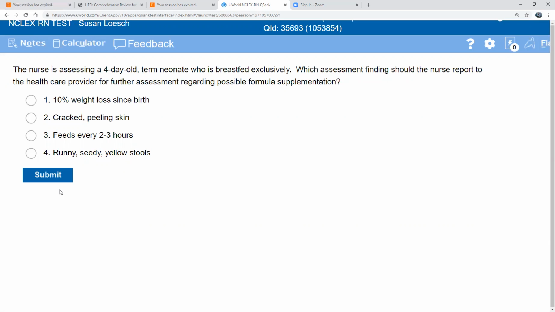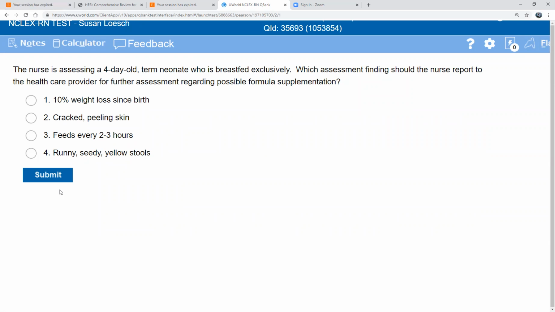The nurse is assessing a 4-day-old term neonate who is breastfed exclusively. Which assessment finding should the nurse report to the healthcare provider for further assessment regarding possible formula supplementation? Okay, so we're looking for the wrong answer?